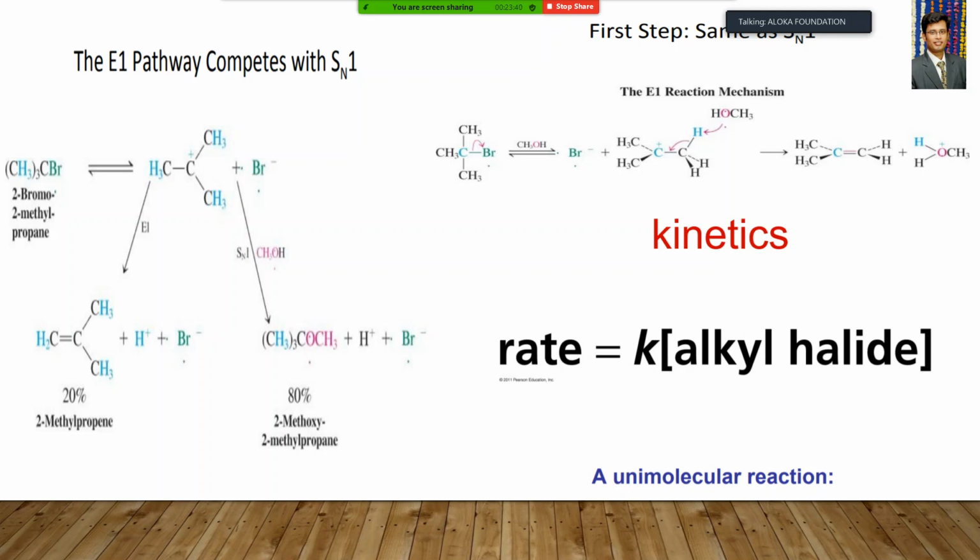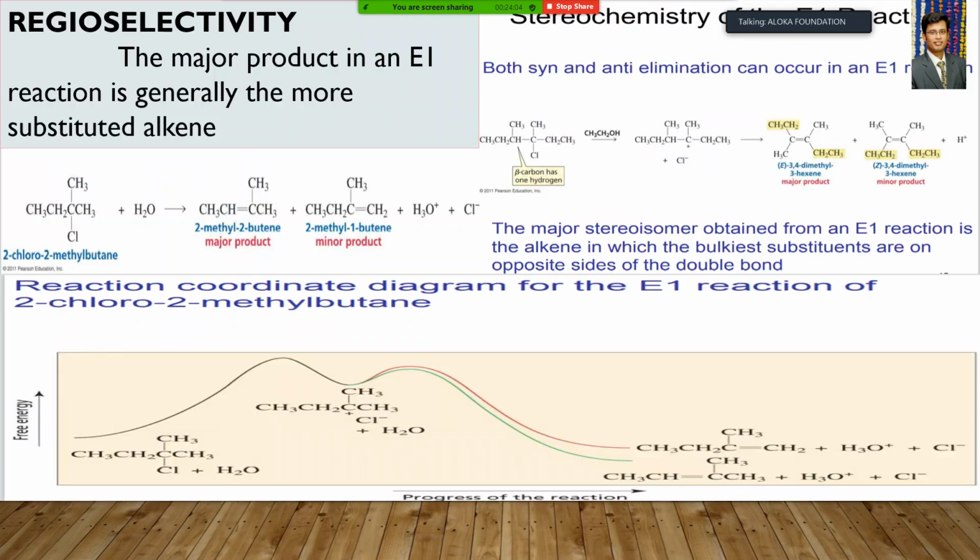This is the mechanism of E1, and kinetic studies found that it depends only on the concentration of your substrate, that is the alkyl halide, and not that of the nucleophile or the base. So in the case of E1, experimentally it was found that the rate of reaction depends only on the concentration of your substrate, not that of your base. So, regioselectivity. What is this regioselectivity?